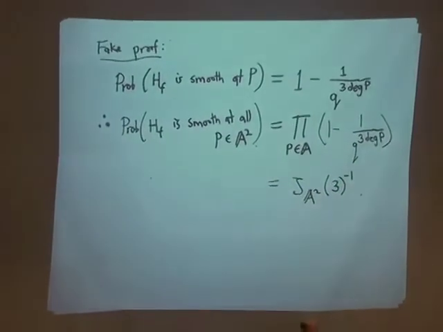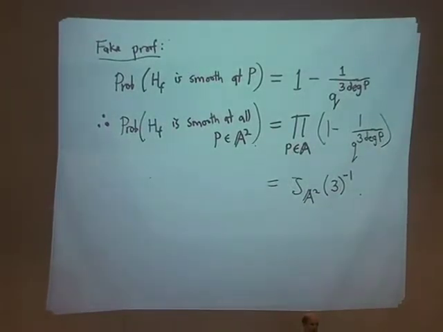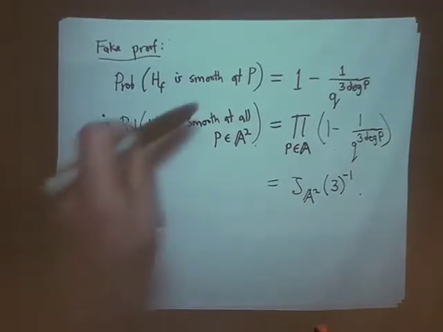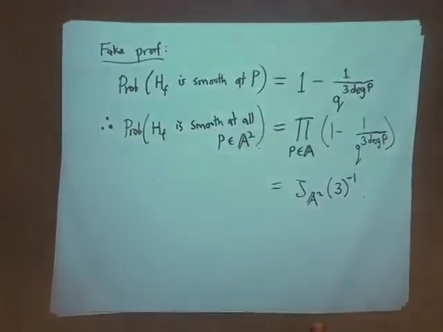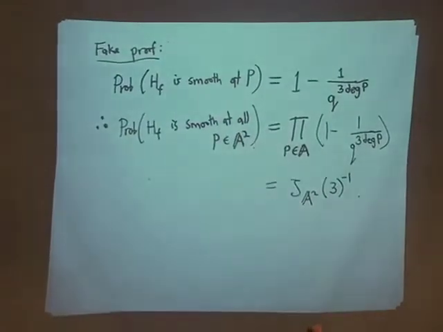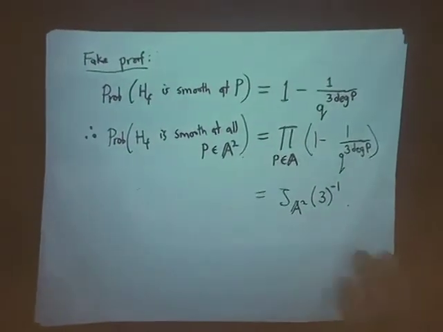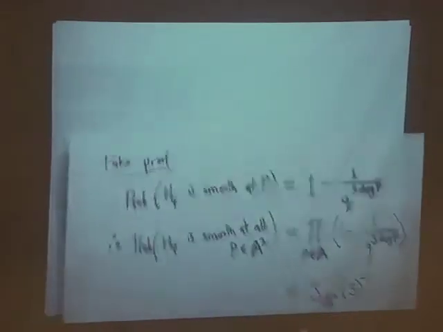Okay, so that explains why the theorem should be true. And the only question is, how do you actually argue that you're allowed to take this infinite product and that these conditions are really independent? So how do you justify all those claims?